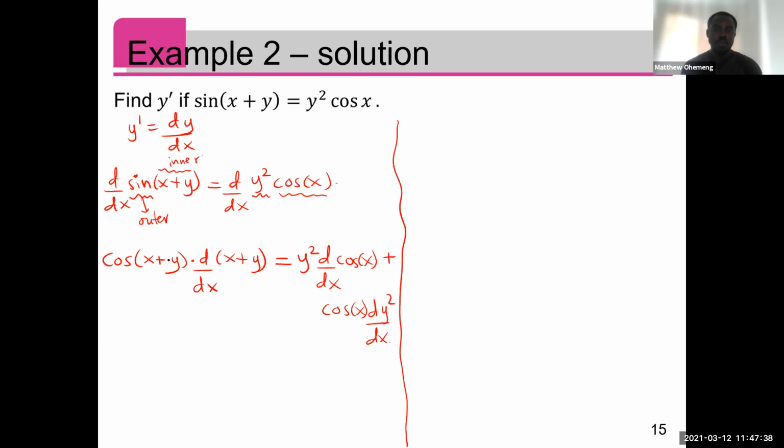Moving on, let's get the derivative. For this first one, we have cosine of (x plus y). And for this derivative, we have to do the sum rule, right? So the derivative of x is 1. The derivative of y is just dy over dx.